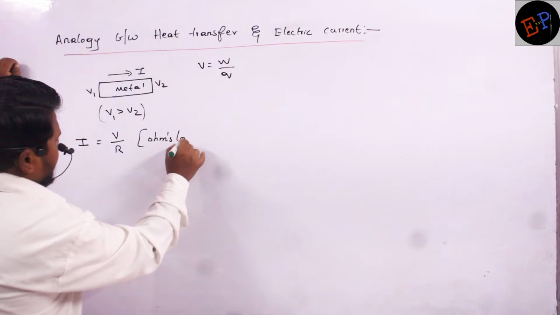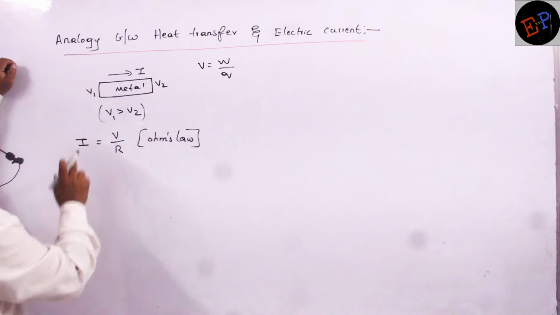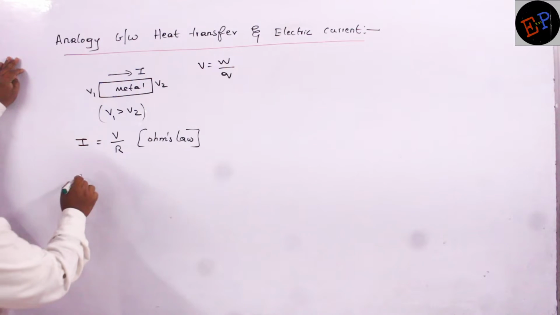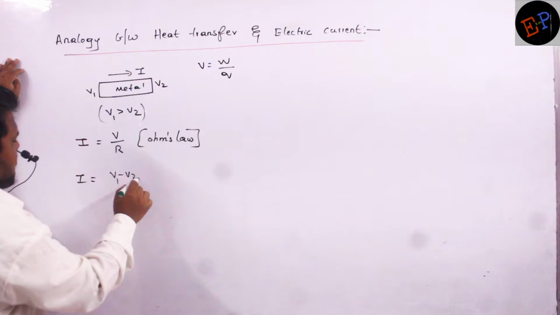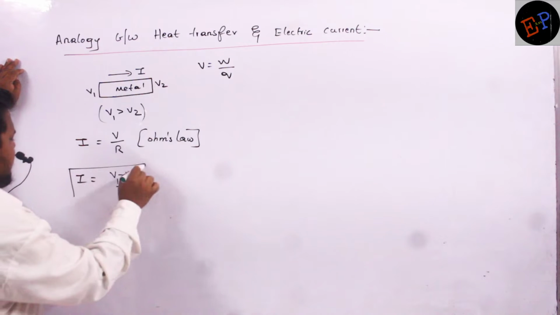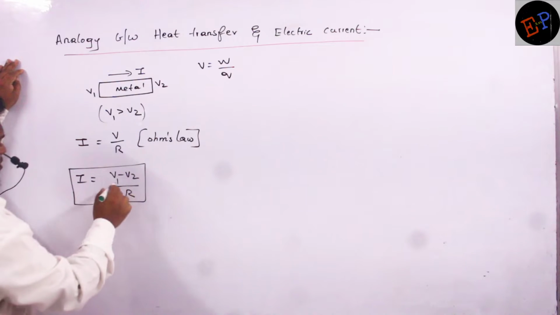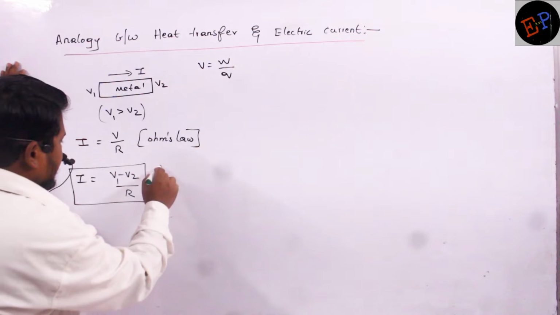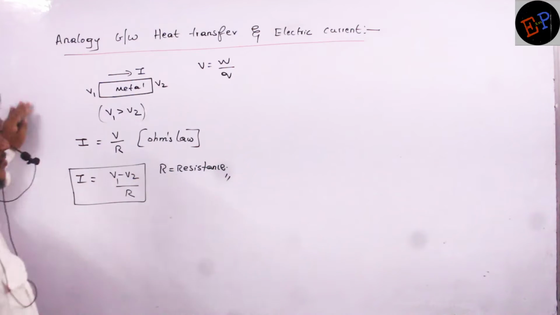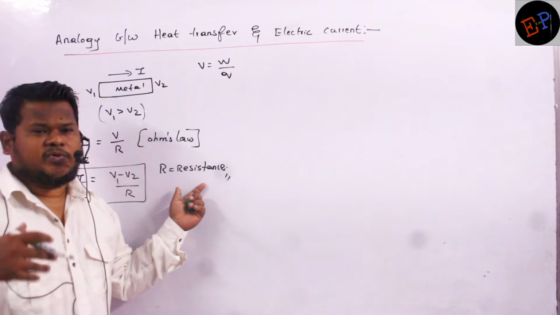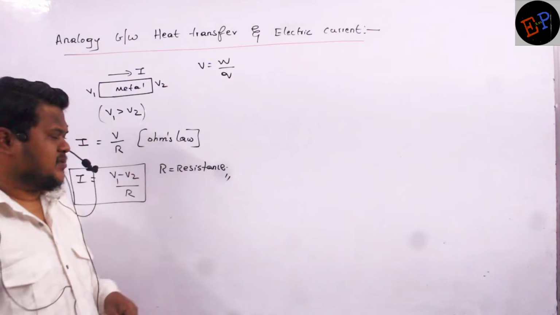The amount of current flowing is nothing but the potential difference created divided by the resistance of this metal. This potential difference can also be written as V1 minus V2, so I equals V1 minus V2 divided by R, where R is the resistance of this particular metal. Resistance means the ability of the material to oppose the flow of current.